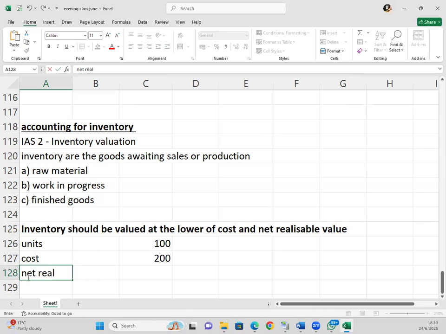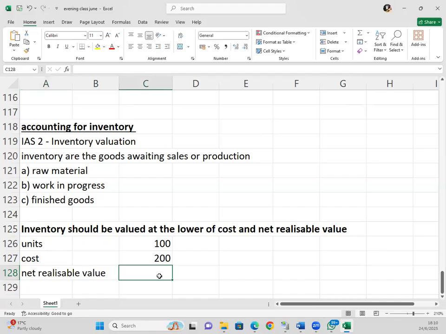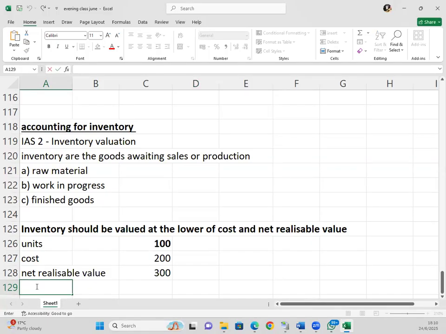Then how much is the net realizable value? This is what we are going to get from the inventory if we sell it and deduct any cost of selling it. Say if we sell the inventory, we get 300. There are 100 units. We bought them at 200, but we're expecting to sell them at 300. When valuing inventory, you take the lower of the two. In this instance, you value the inventory at 200.